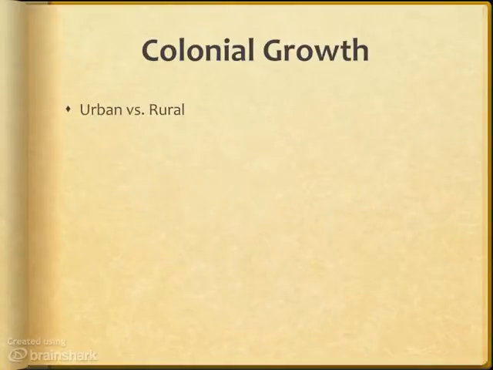So what kind of societies were these? America in 1700 was overwhelmingly rural. Most colonists either lived on farms or in very, very small towns and villages. However, cities were starting to grow as well.